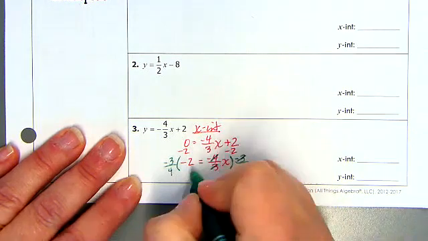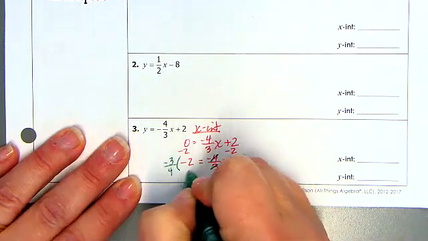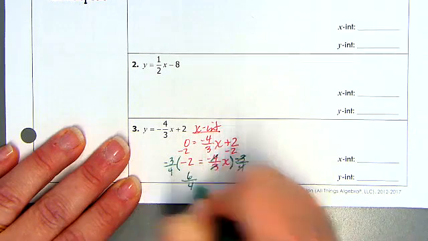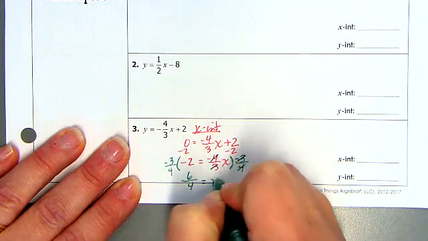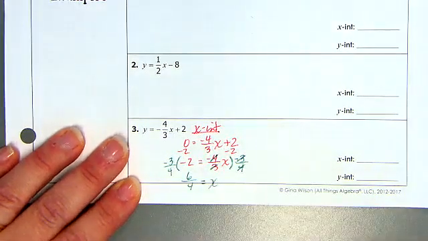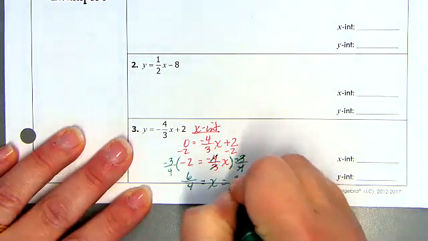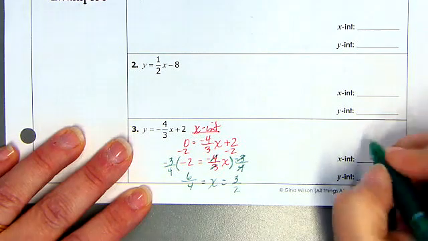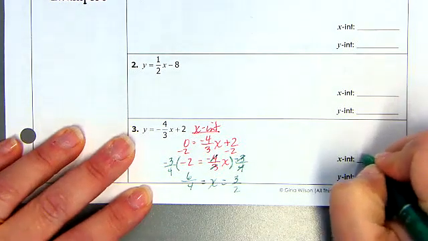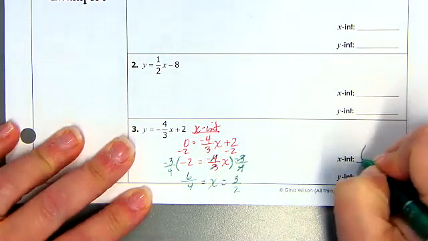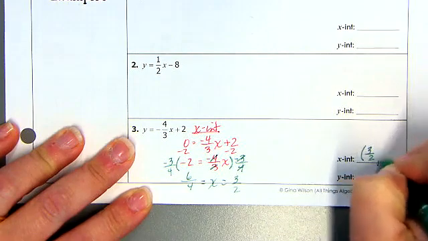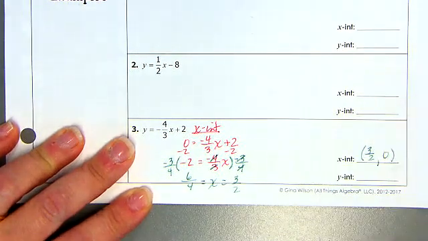And over here, I end up with positive 6/4 equals x, which I always have to simplify. So that's going to simplify to 3/2. So that means my x-intercept is going to be (3/2, 0).